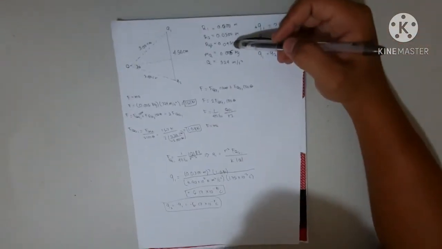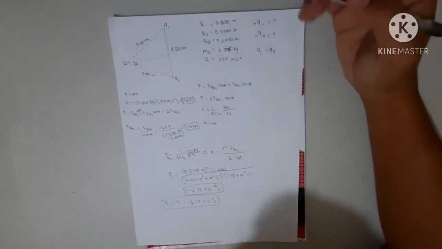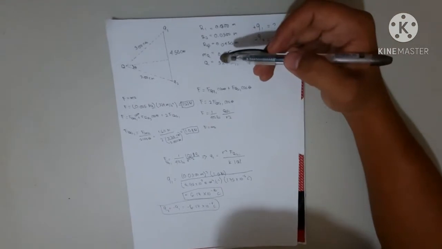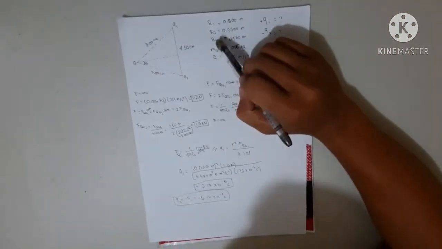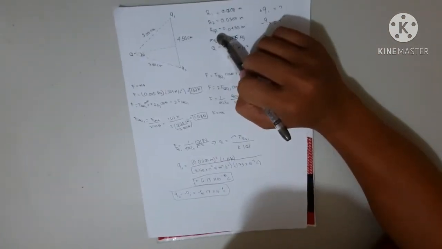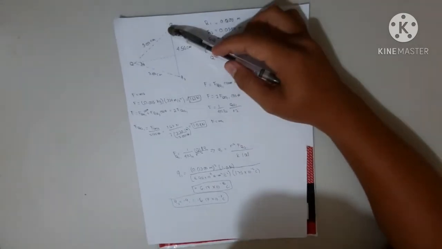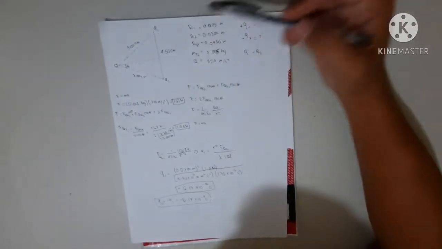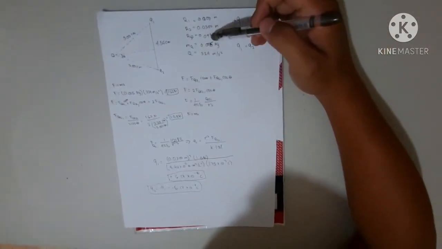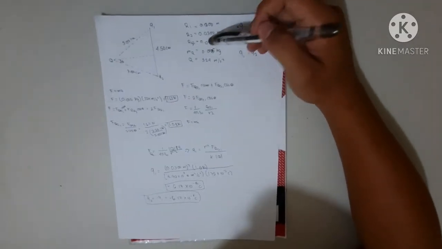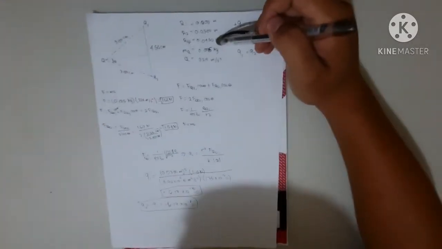And for the next one, we're going to call this R12 because it's from Q1 to Q2. So, we're going to get 0.045 meters.